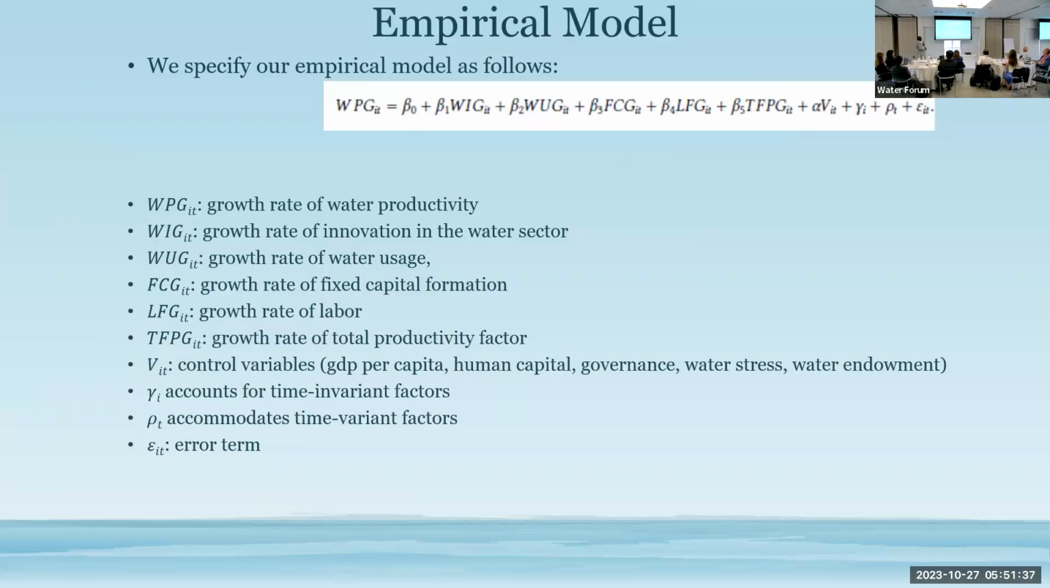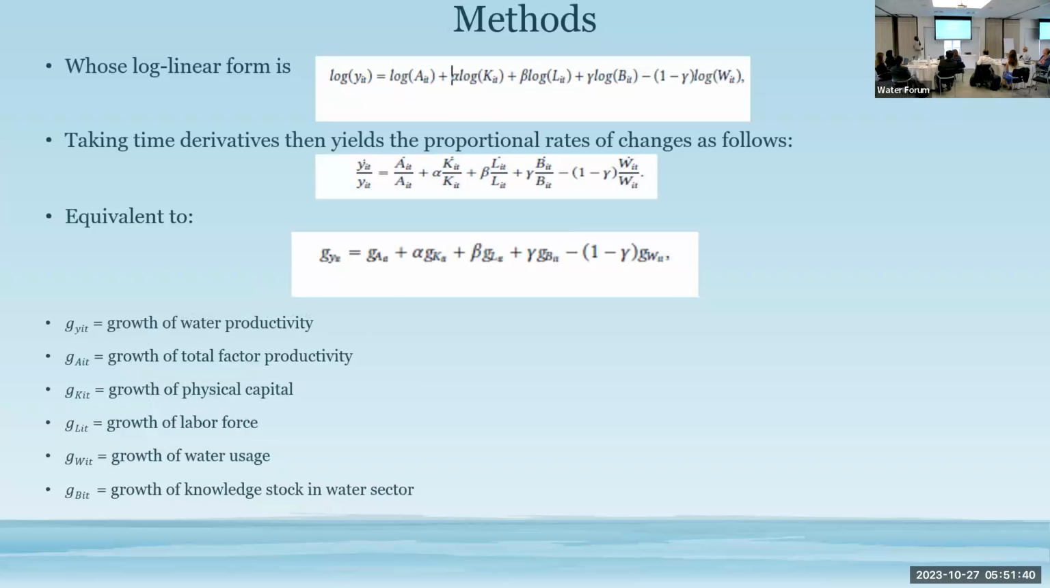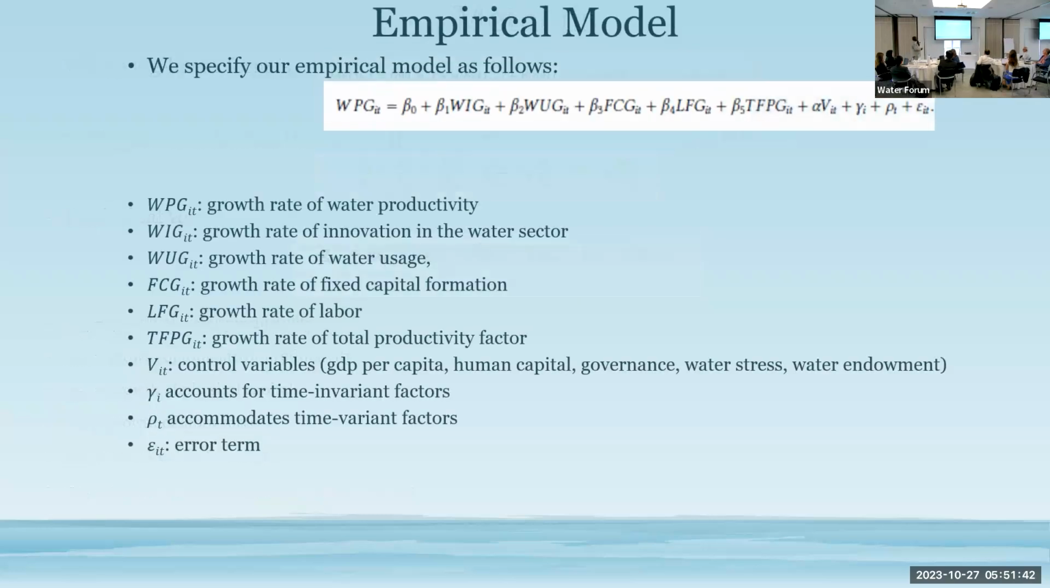Now we use this to specify a linear relationship for the empirical model. As you can see, it has all the variables that we had before, but what we do add is a vector of controls, and those controls are things like GDP per capita. We've talked about the importance of human capital and the importance of governance. We've talked about the issue of water stress. Here we take total fresh water resources as the equivalent of water endowment. That's what we use for controls.